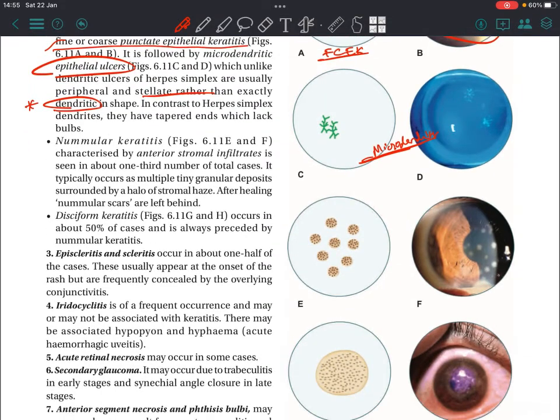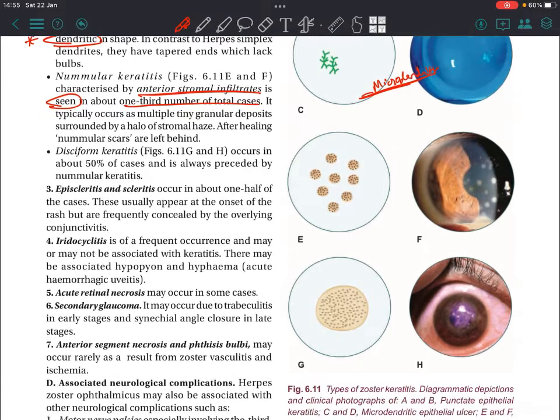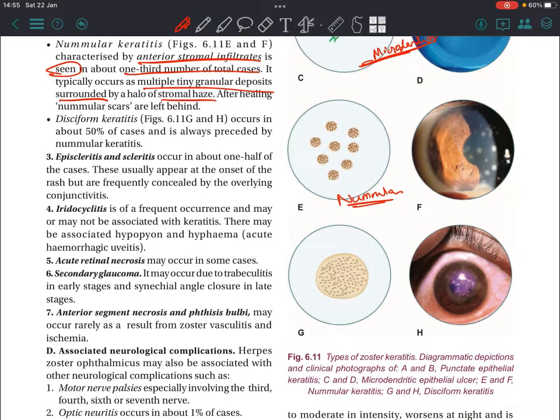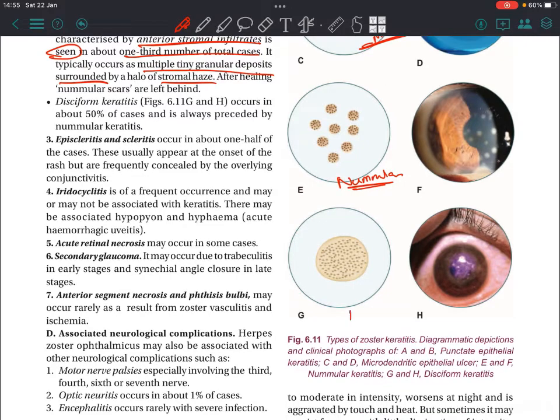Nummular keratitis, characterized by anterior stromal infiltration, is seen in about 1/3 of total cases. It typically occurs as multiple tiny granular deposits surrounded by a halo of stromal haze. Nummular scars are left behind. Disciform keratitis occurs in about 50% of cases and is also preceded by nummular keratitis.